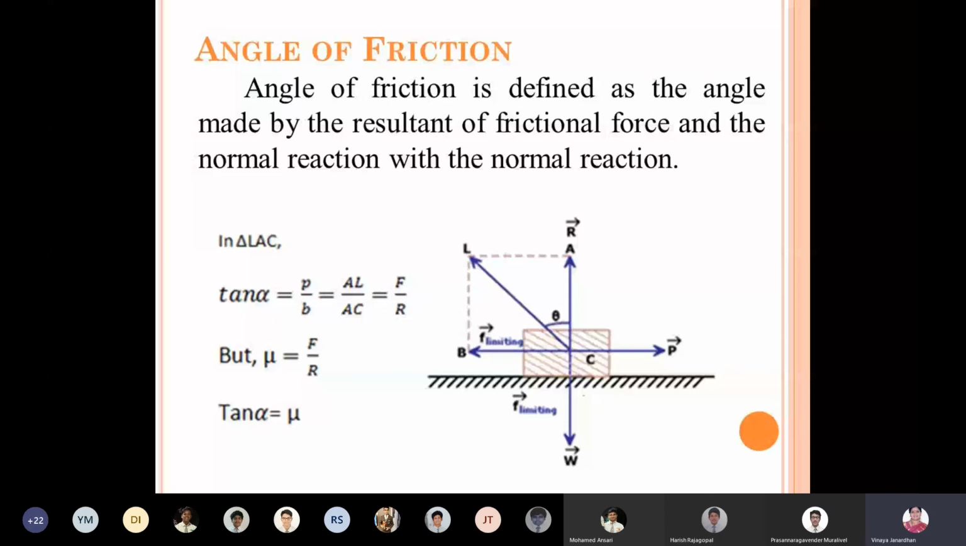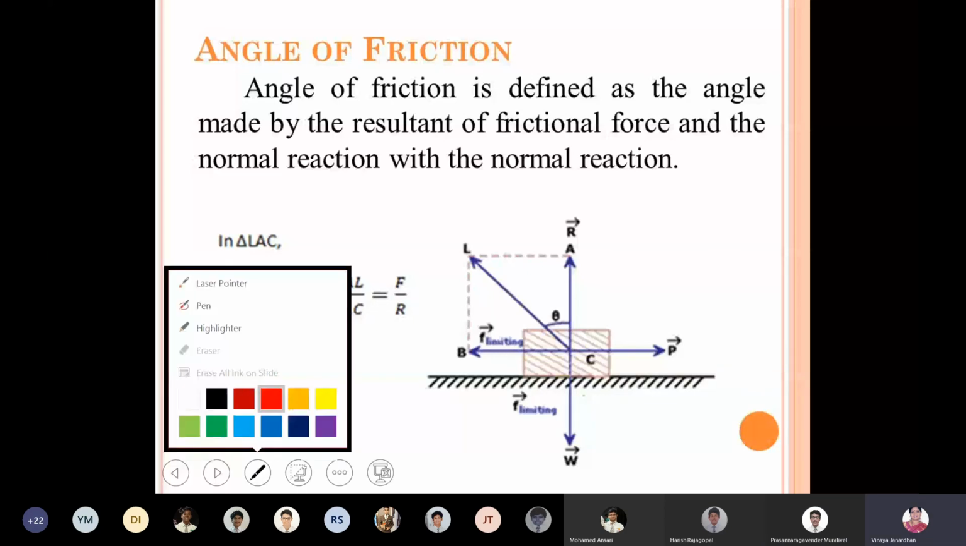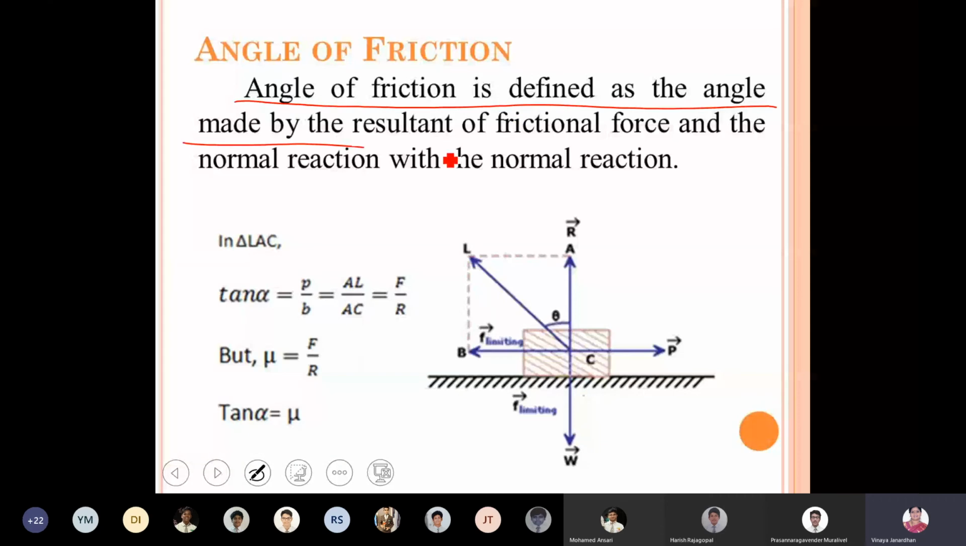You have to draw the diagram and you have to start writing. Now look at this, boys. The statement is very important. What do you mean by angle of friction? Angle of friction is defined as the angle made by the resultant of the frictional force and the normal reaction with the normal reaction. The statement is confusing, so just look at the diagram.